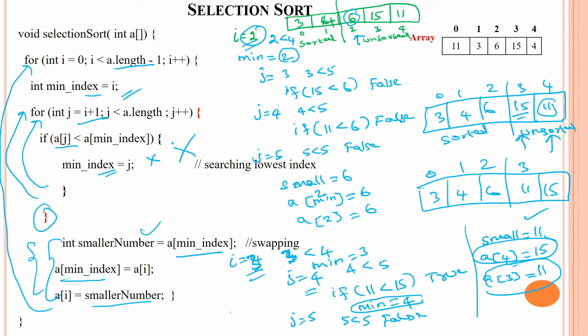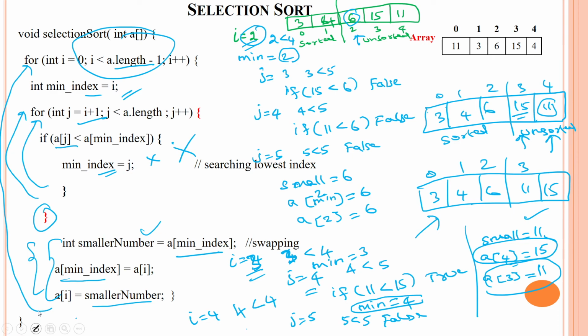Then again I is incremented by 1, so I becomes 4. Then 4 less than 4, the condition becomes false. Then the loop will come out, so program execution is over. So the given list is now sorted: 3 4 6 11 and 15.